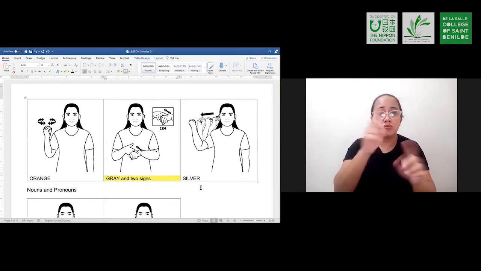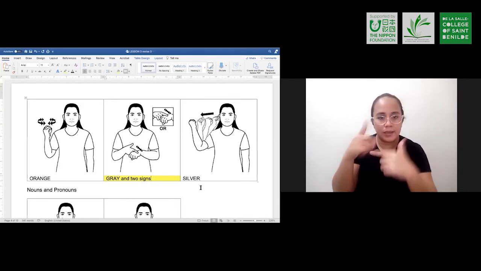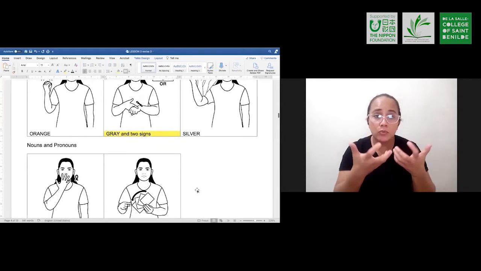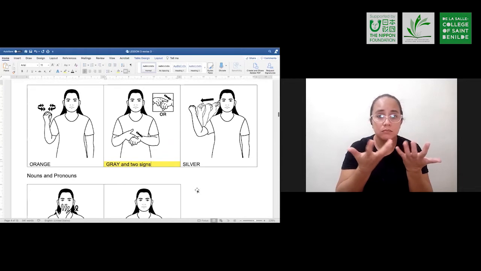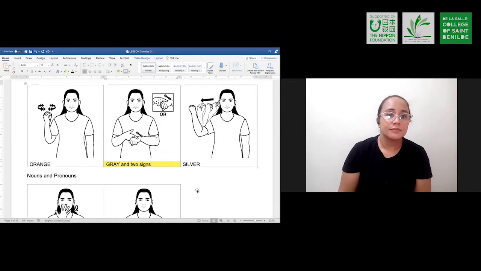Or you can pick whichever sign you think is more widely used, and then in the dictionary, we will include both signs. So which way would you like to go on that? We'll just put the two signs then. This is Yami, or Jasmine.